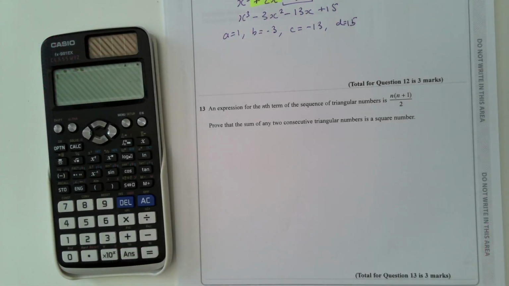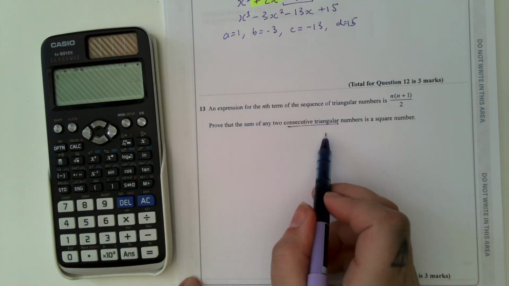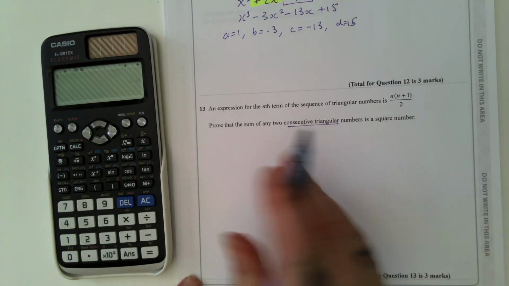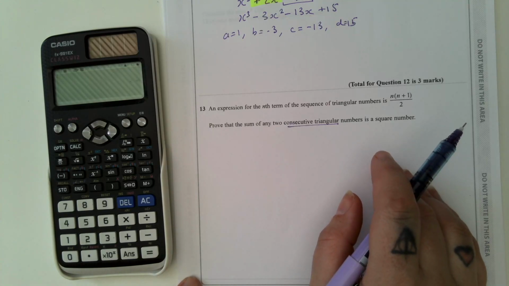Question 13. An expression for the nth term of the sequence of triangular numbers is shown. Prove that the sum of any two consecutive triangular numbers is a square number. Okay, so any two consecutive triangular numbers. So consecutive triangular numbers are one after the other. And we're going to prove that the sum of any two is a square number.